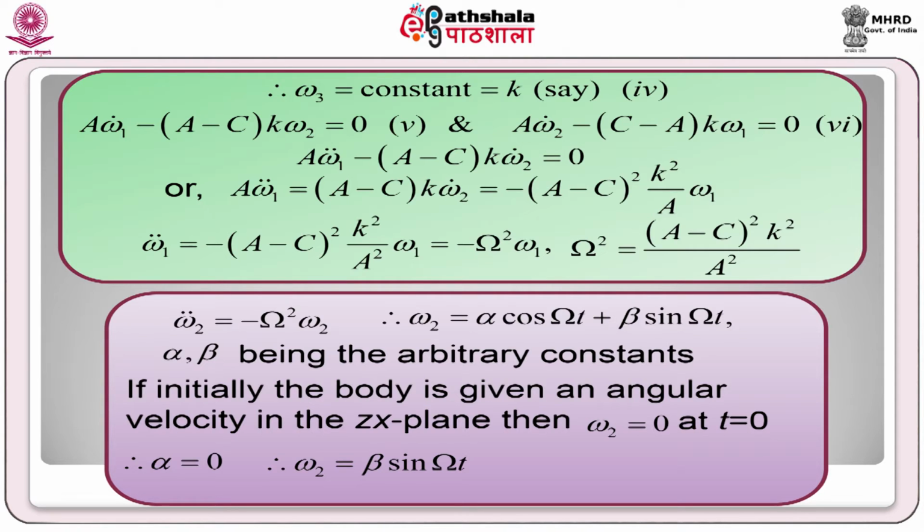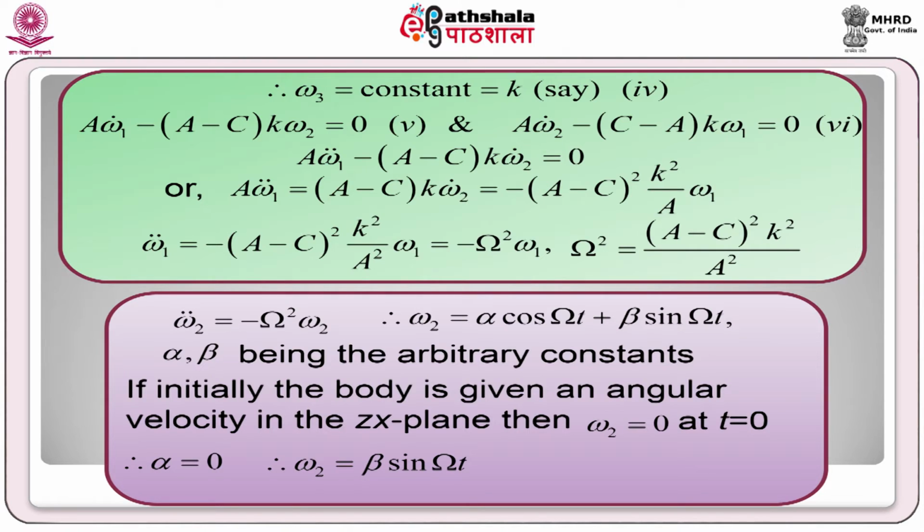As the body is symmetric about an axis, so let capital A equal to B. A and B are the principal moments of inertia about the transverse axis, we have already mentioned it. Differentiating 5 with respect to time t, we get capital A into omega 1 double dot minus capital A minus C k into omega 2 dot equal to 0. Transferring this term into the right hand side, we get this equation.